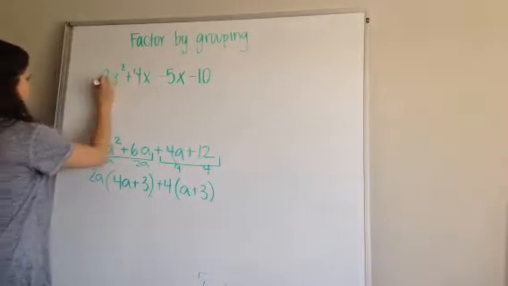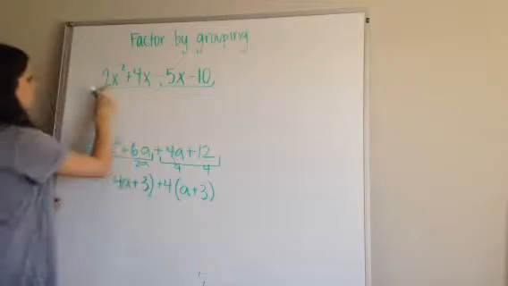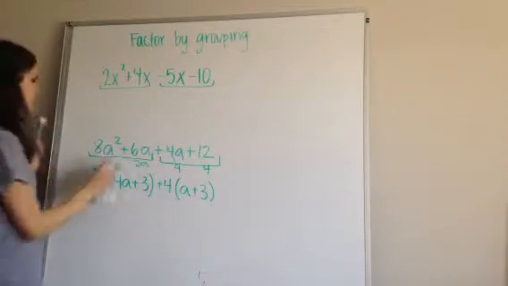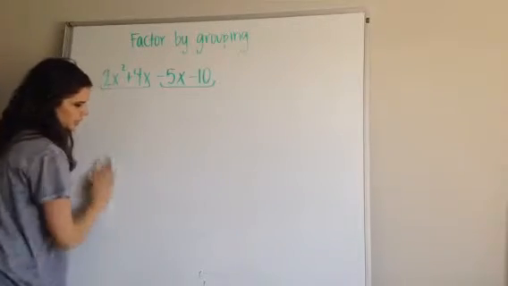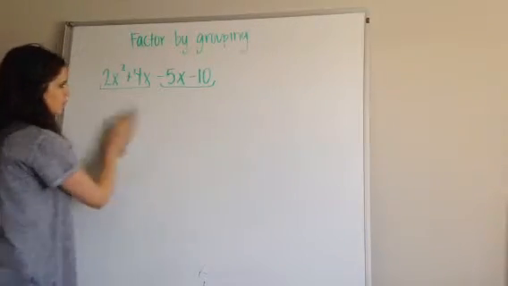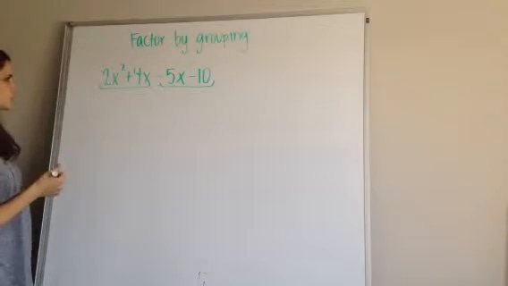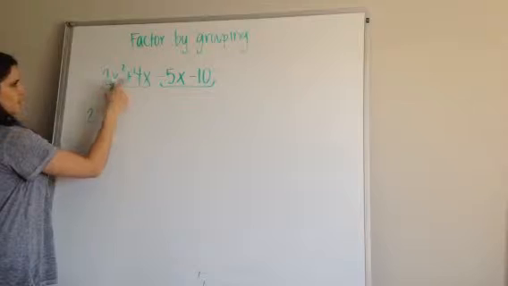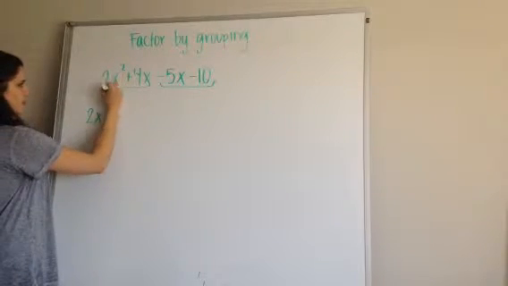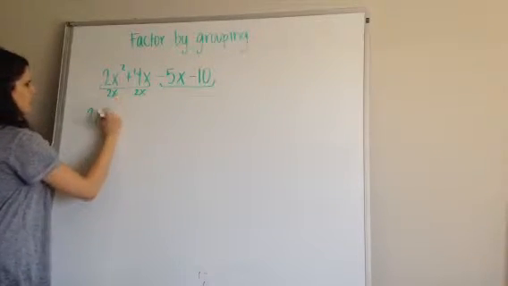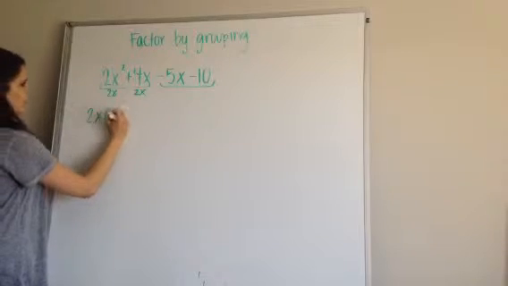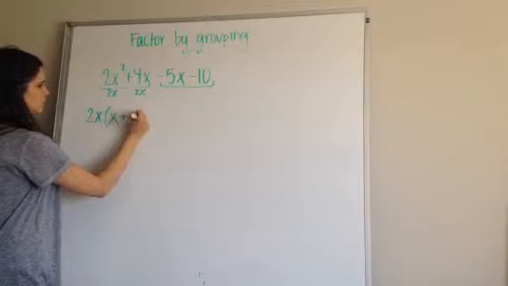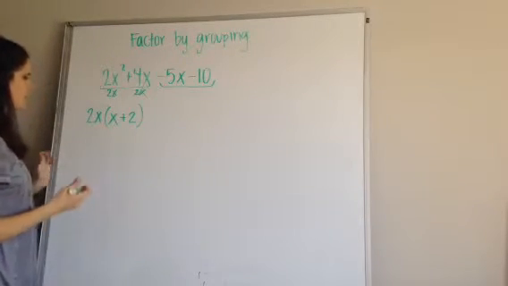Okay, let's group the first 2 and the second 2. So these can both, actually, I'm going to go a step further on this next one because this last one couldn't go a step further. Okay, so for this one, a 2 can come out, and then they each have an x to give away. Okay, so then I'm going to have x. 4 divided by 2 is just positive 2, and the x's go away.